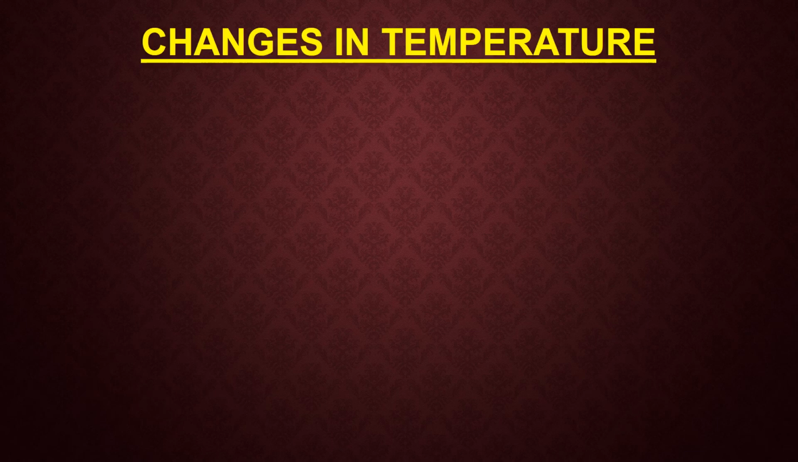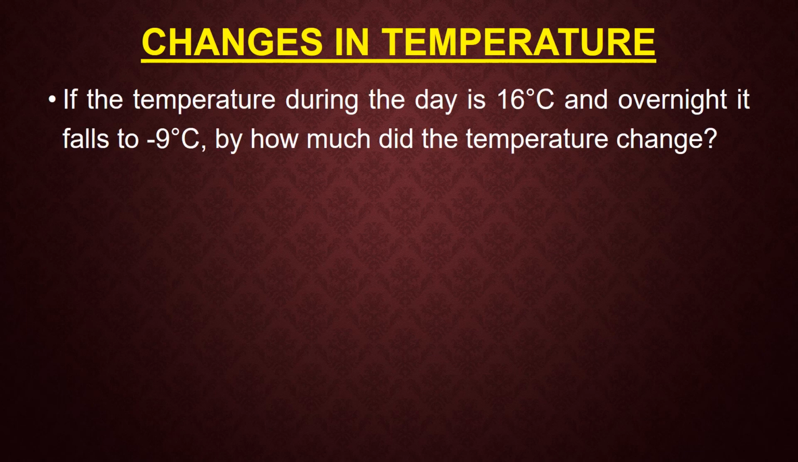Example of integers in our life. Changes in temperature. Depending where you live, you might experience temperatures below 0 degrees. In such cases, integers are useful for showing temperature and change in temperature. For example, if the temperature during the day is 16 degrees Celsius and overnight it falls to minus 9 degrees Celsius, by how much did the temperature change?